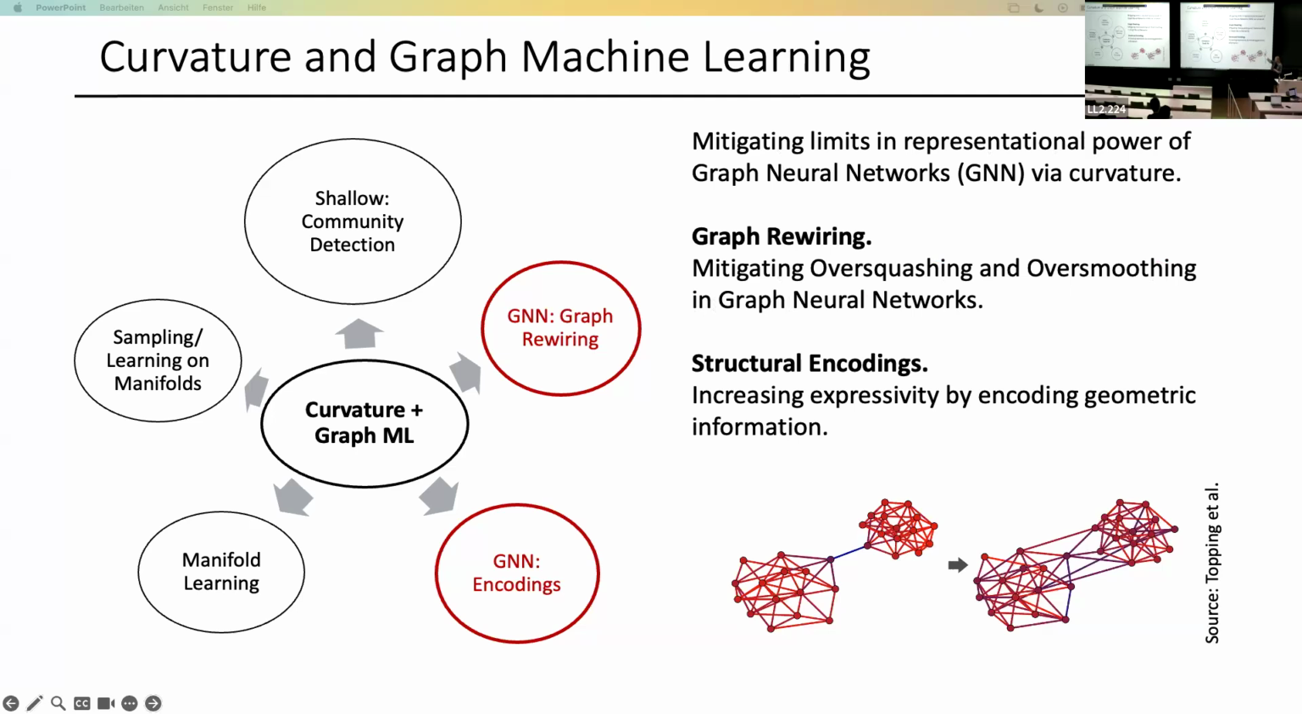And we want to look at two effects. One is limited representational power, so limitations in the kinds of functions that a graph neural network can learn. And then also so-called over-smoothing and over-squashing effects. Those are topological effects that inhibit the graph neural network from learning good representations. And in both cases, we can use geometric characterizations via curvature to mitigate those two shortcomings. And that's what we'll focus on in the second part of the talk.